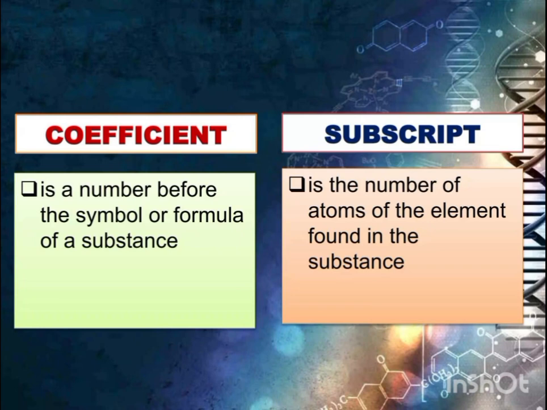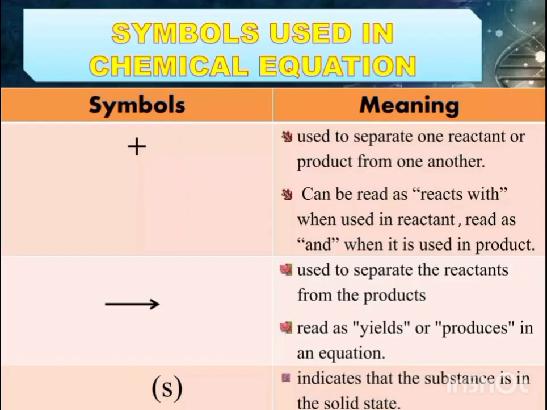Now the coefficients and the subscripts. Coefficients are the numbers that are written before the symbol or formula of any chemical or reactant, while subscripts are the numbers that show the number of atoms of the element found in the substance. Subscripts are written below the line, as you can see in the reactions.